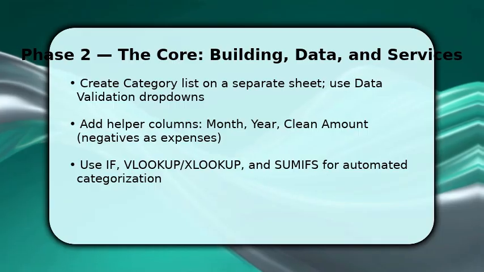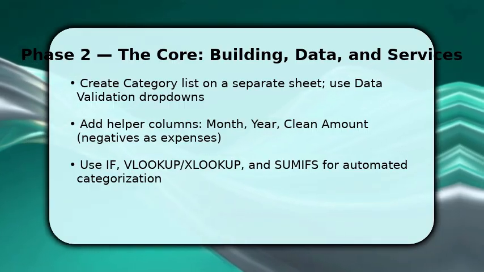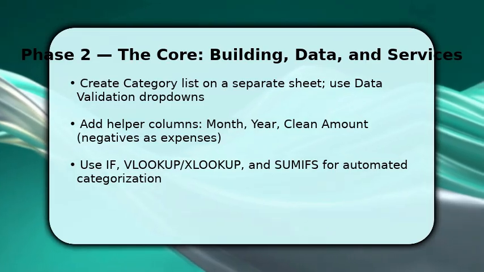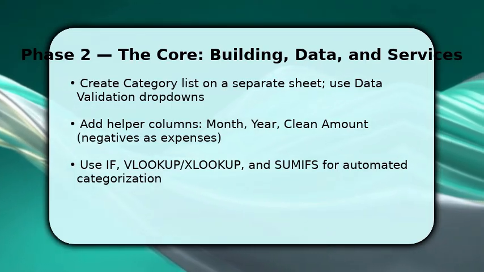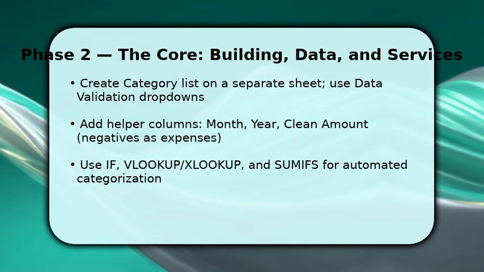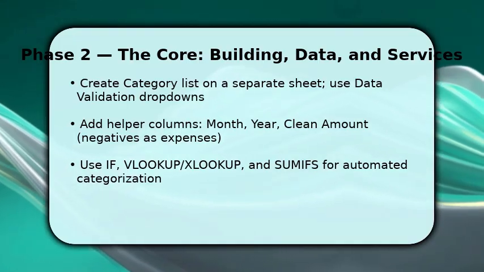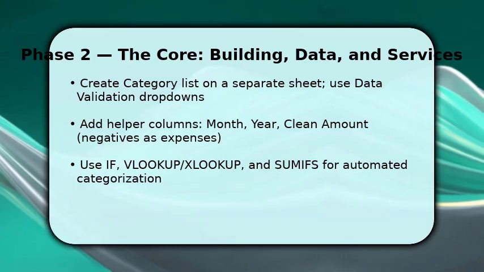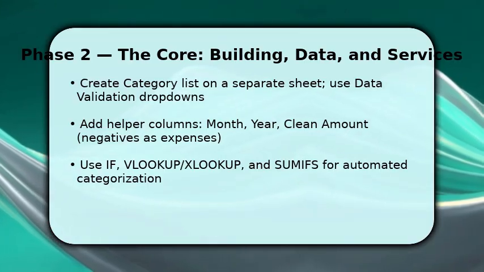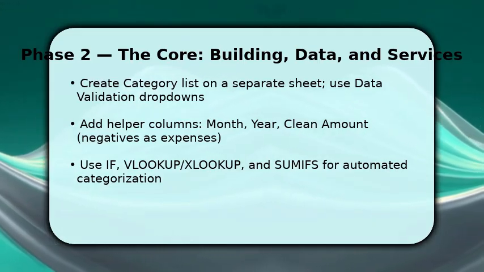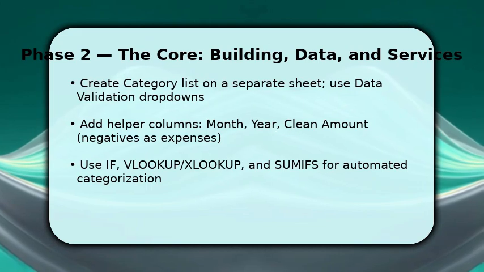Create a category list on a separate sheet and apply data validation dropdowns to the category column so entries stay uniform. Then add helper columns for month and year with equals TEXT(date, "YYYY-MM"), and a clean amount that turns credits to positive or negative as needed. Use XLOOKUP or VLOOKUP to map vendors to default categories, and implement SUMIFs to build dynamic totals. This saves time and prevents manual errors.